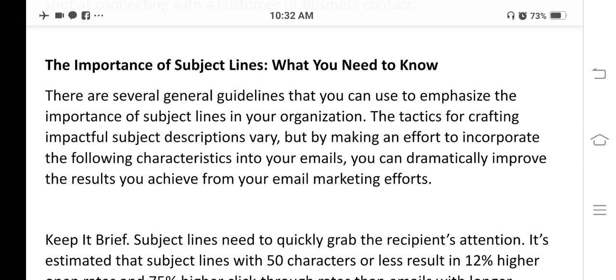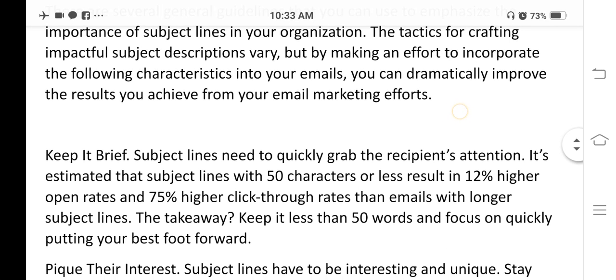While writing a subject line, you must emphasize certain things. For example, you must keep it brief. That means you must keep it short. You must not write a lot of things. You must make the subject line a short and specific one. The reader must be able to grab the meaning of the mail or the message quickly.